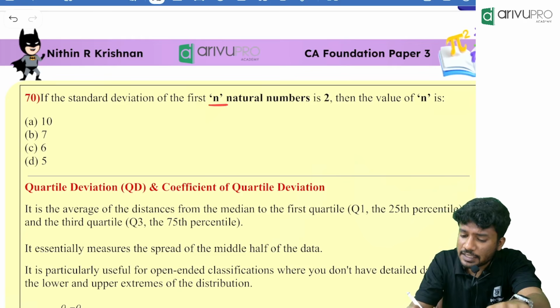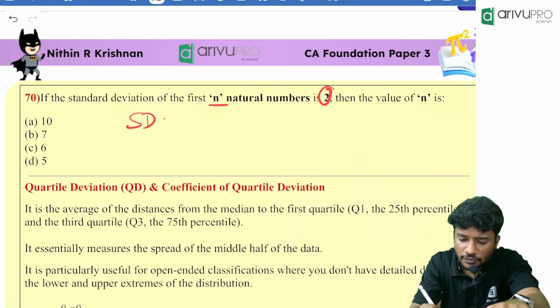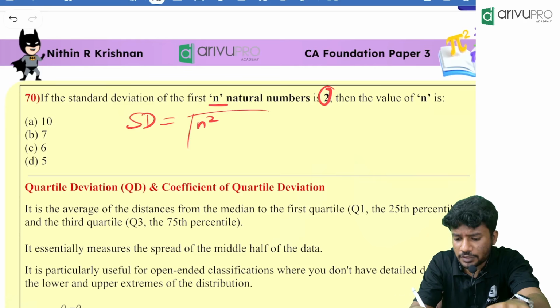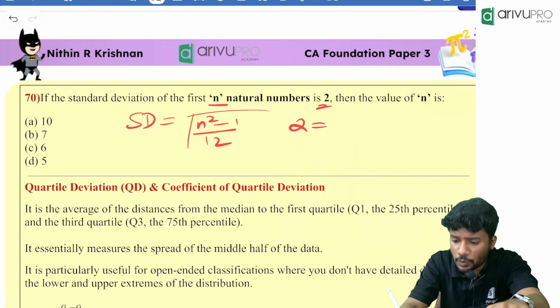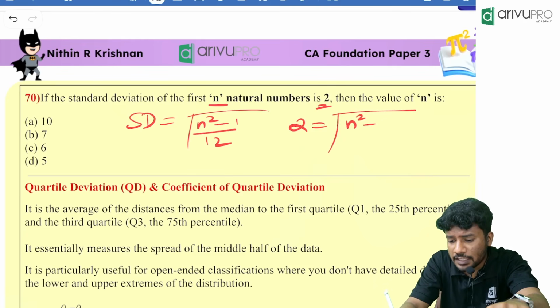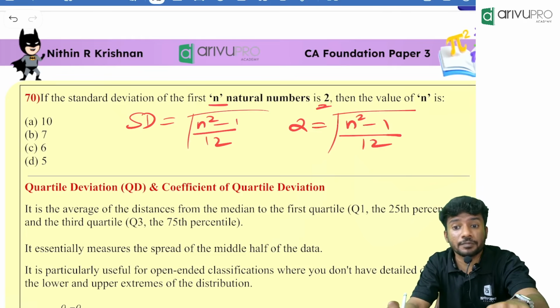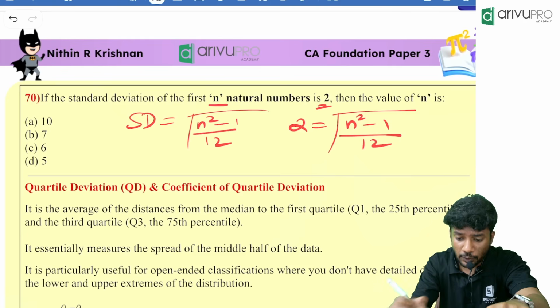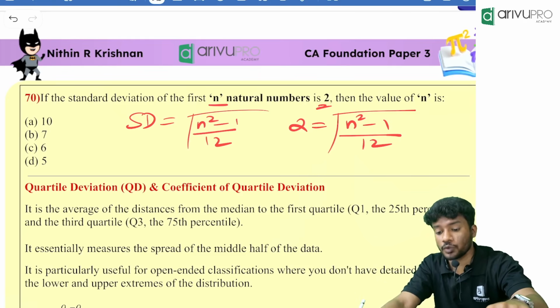If the standard deviation of n natural numbers is 2, what is the formula for natural numbers? n square minus 1 divided by 12. That means they are telling us the standard deviation is 2, so 2 is equal to the root of (n square minus 1) divided by 12. What is the answer, people? 7. Try. You can either option hit or you can solve the question.